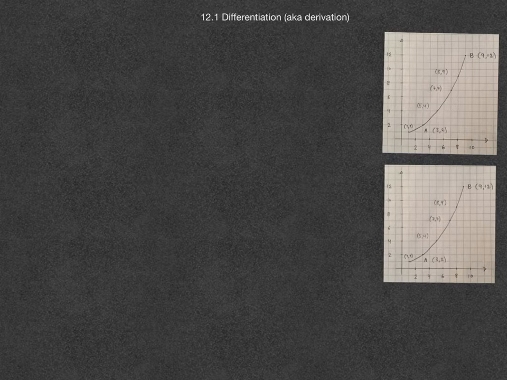We'll be looking at the technique called differentiation or derivation, which is a technique to find what we call the gradient function. So we worked with the notion that all linear functions have a gradient, which is a constant that we call m, or we call it a, depending on your preference.